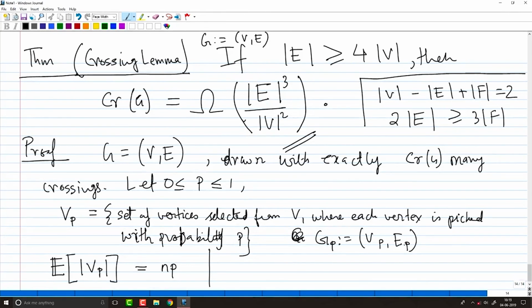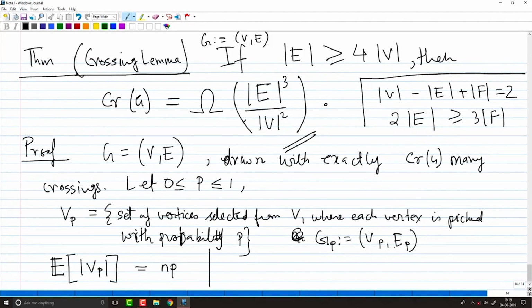Okay. So let us say there was an edge between vertex 1 and 2, and both 1 and 2 got picked, then the edge 1, 2 will be included in EP. Is EP a fixed set or not a fixed set? EP will be determined by Vp. Vp is not a fixed set, so EP cannot be a fixed set also. It may be empty.